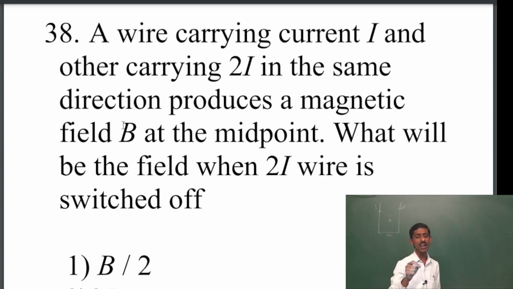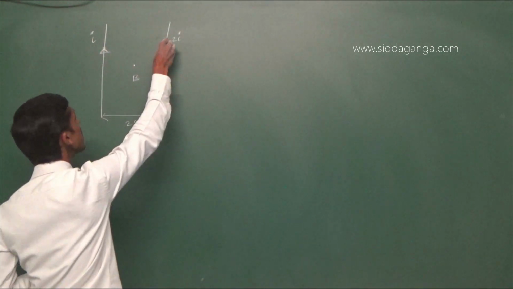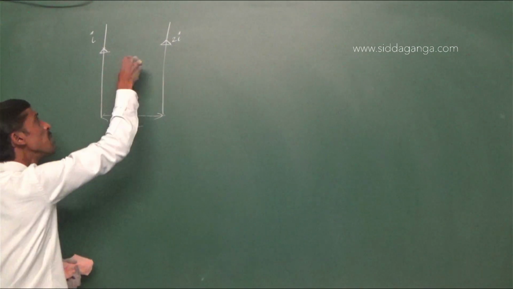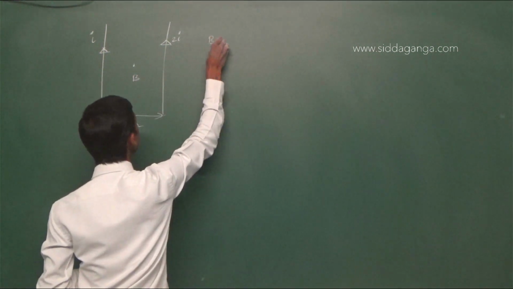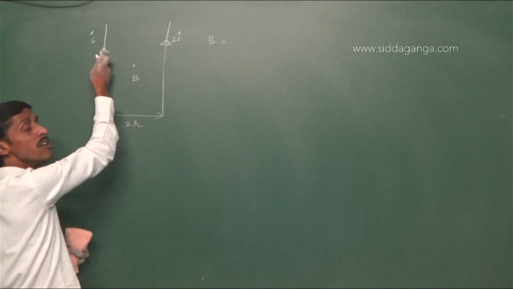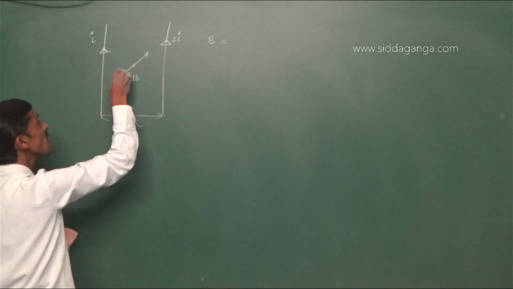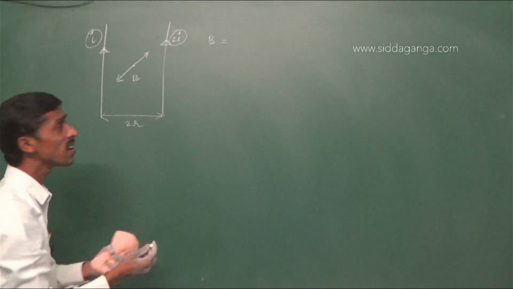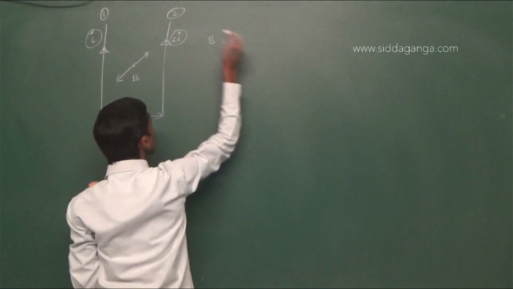What will be the field when the 2I wire is switched off? In the first wire the current is I, in the second wire the current is 2I. Both are in the same direction. At the midpoint the field is B. So first we shall calculate what the magnetic field B is. The magnetic field due to this wire is inward. The magnetic field due to this wire is outward. But the currents are different, so the fields are different. So the magnetic field due to the first wire is B1.